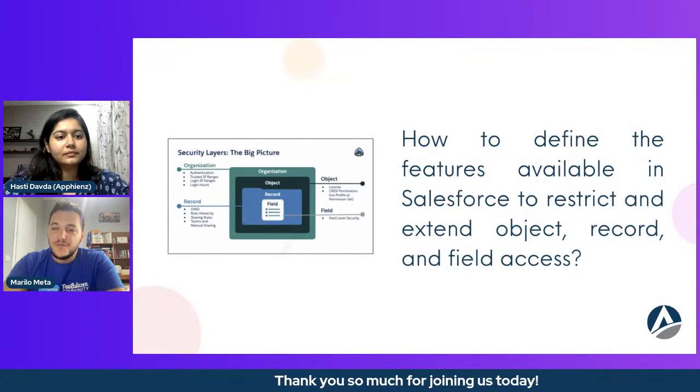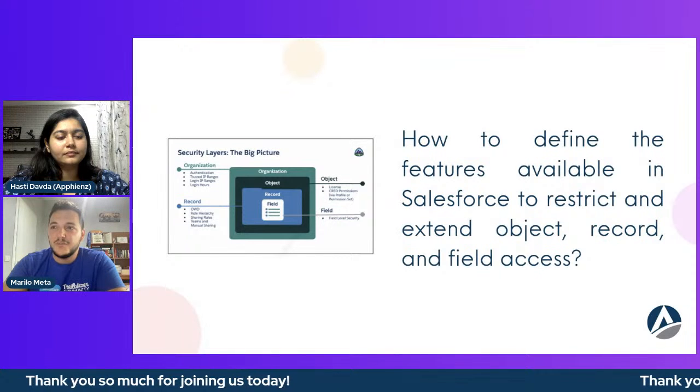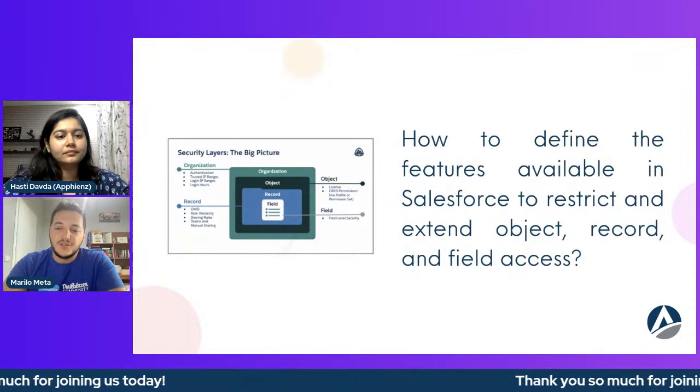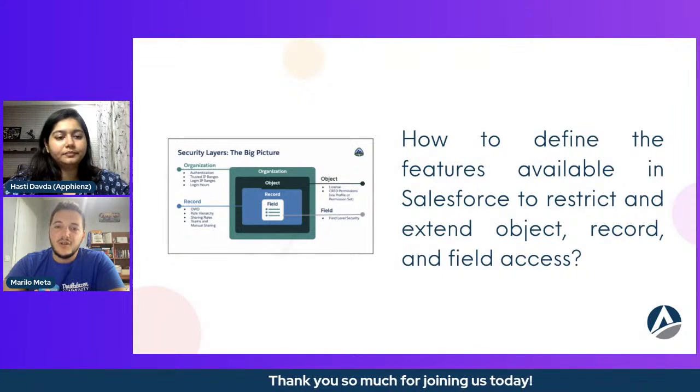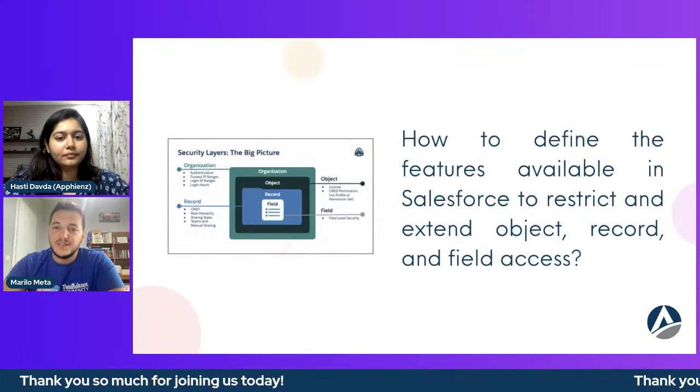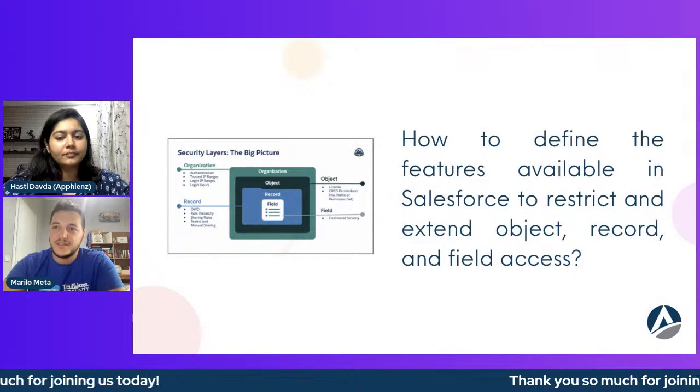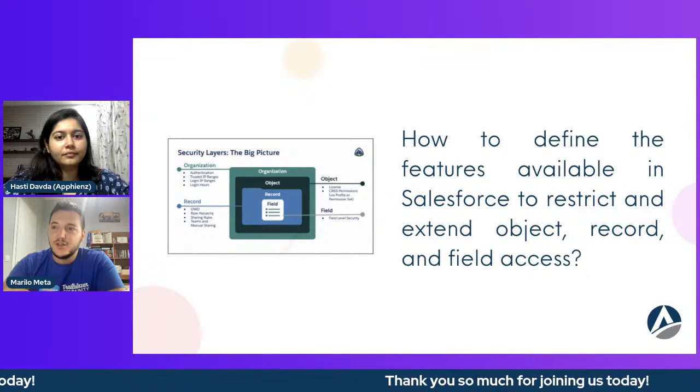Is the category of information that stores information about different things. Let's say the account stores information about the business, or contacts store information about persons, or opportunities store information about the opportunity you are dealing with, or leads store information about the prospects you are dealing with. So this is the object.